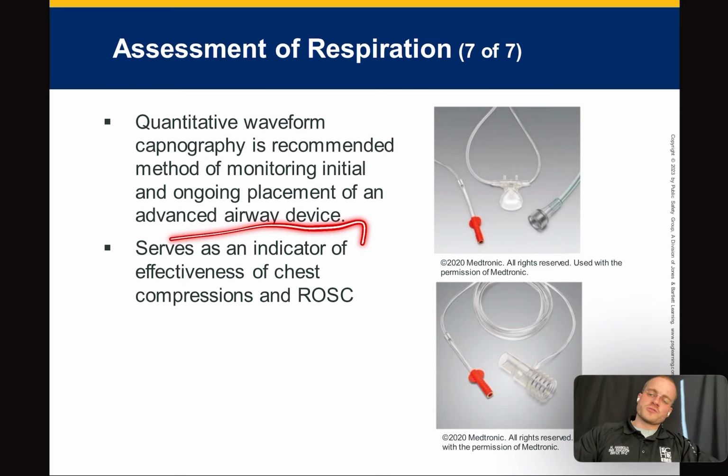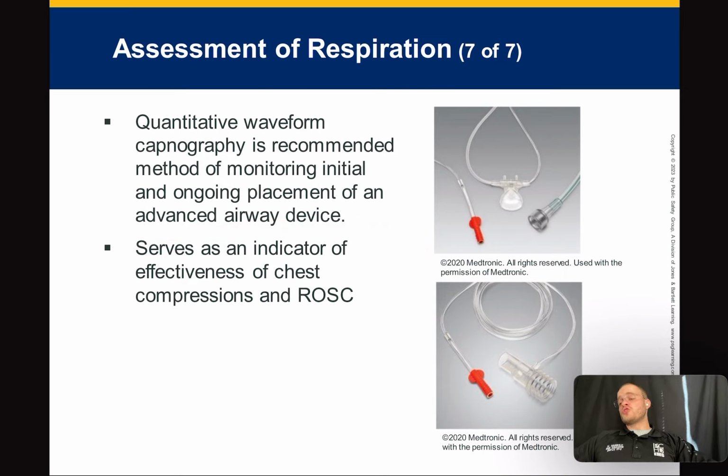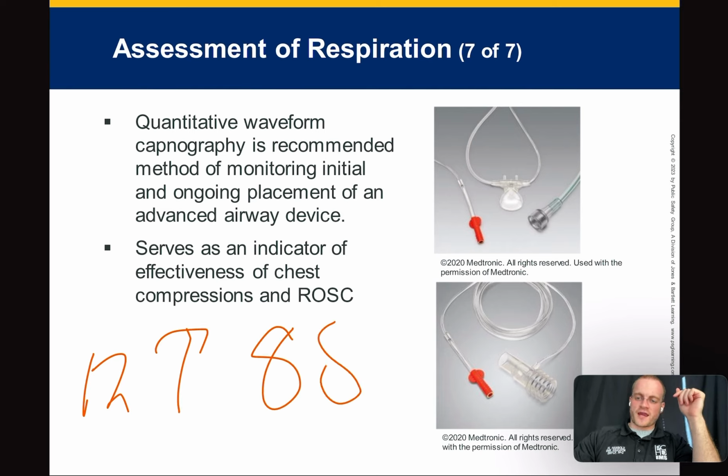And then this last one is really interesting. You can use this to determine the adequacy of chest compressions and to determine if you've had ROSC. What's ROSC? It's the return of spontaneous circulation. When you're doing CPR and you get a pulse back, that's called return of spontaneous circulation. If you're doing CPR and it's normally like 10 to 12, remember the normal is 35 to 45, and let's just say this whole time you've been doing CPR and it's 12, and it suddenly jumps up to 88, right?